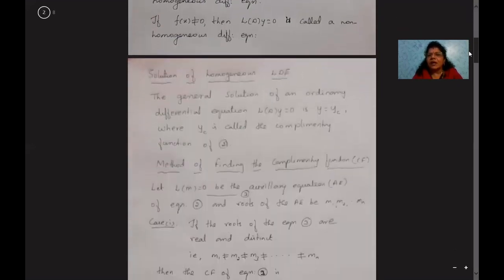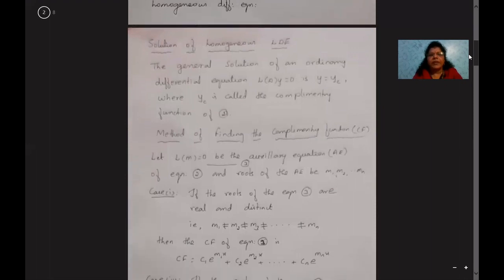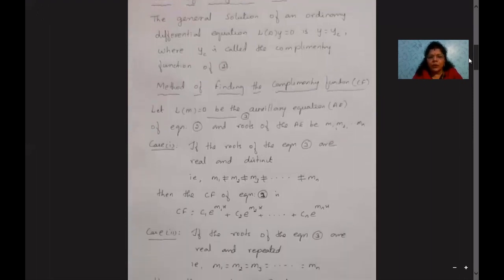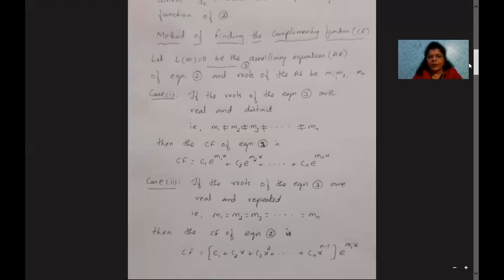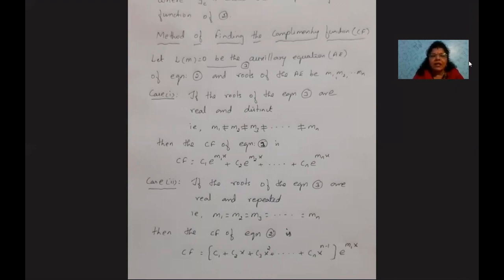Now, to solve this homogeneous differential equation, we have to know how to find the complementary function. Before finding the complementary function, first we need to know what is an auxiliary equation. If we replace capital D by m, we'll obtain a polynomial, that is L of m is equal to 0. You can keep that as equation number 3. Let me solve L of m is equal to 0. Since it is an nth order linear differential equation, you will get n roots of m.